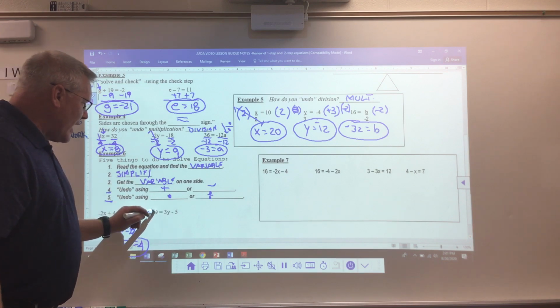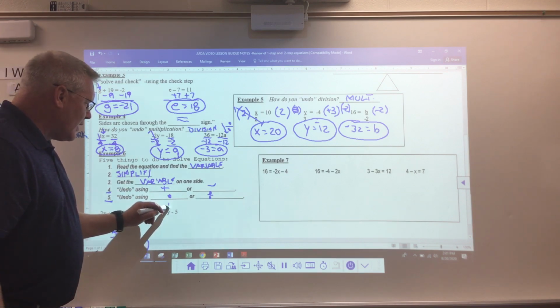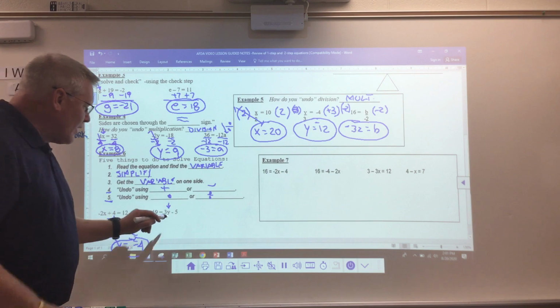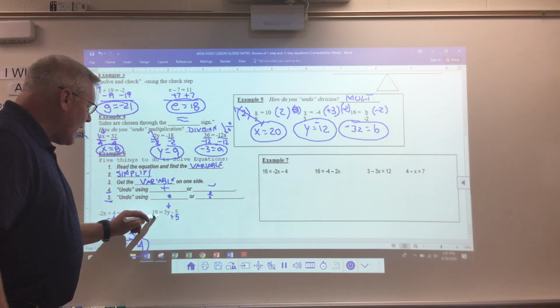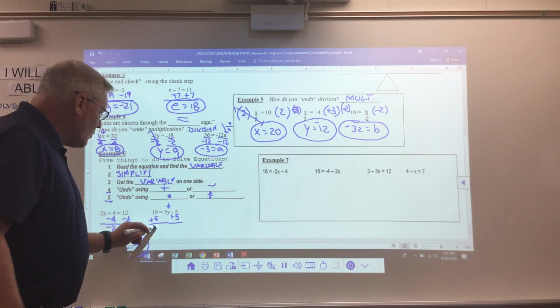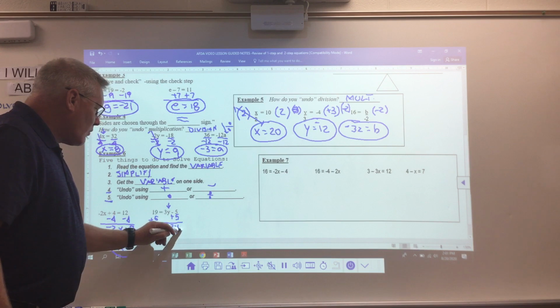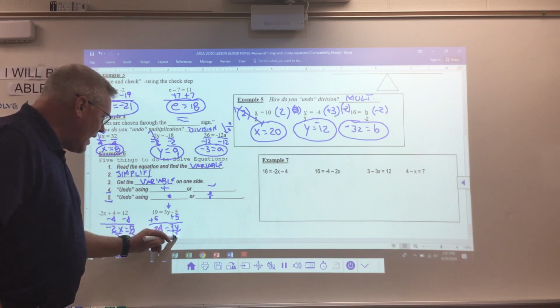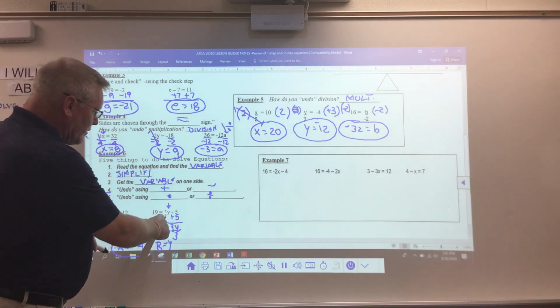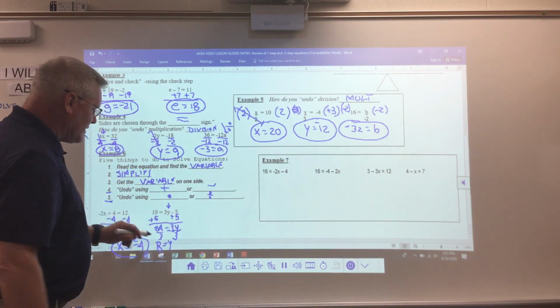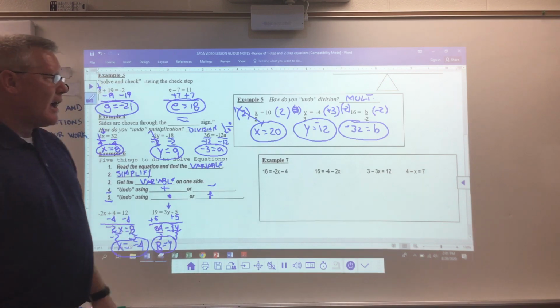Next equation, we have 19 is equal to 3y minus 5. Notice that variable's on the right side. That's not going to bother us. We're going to go ahead and add 5 to both sides. We get 24. It's equal to 3y. We're going to get rid of that 3 that's multiplying by dividing by 3 on both sides. And we get y is equal to 8. Check it. 3 times 8 is 24, minus 5 is 19. I'm going to lasso that guy up.